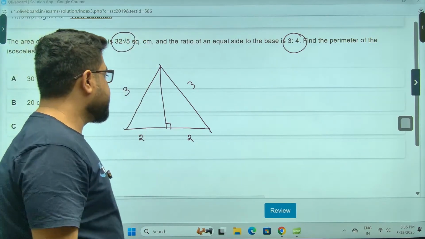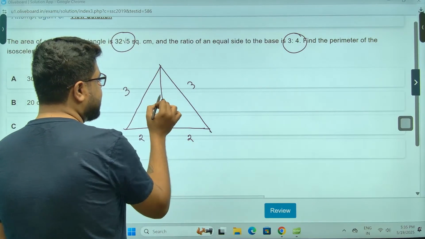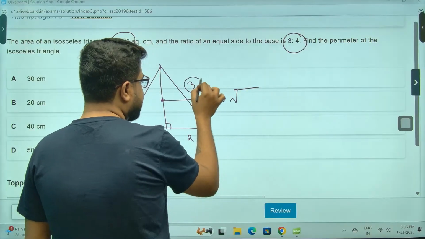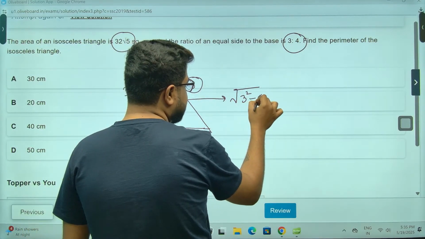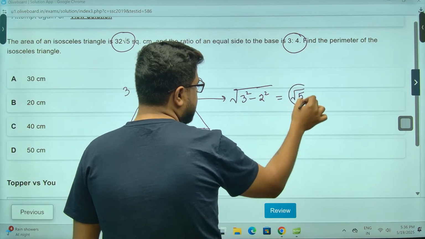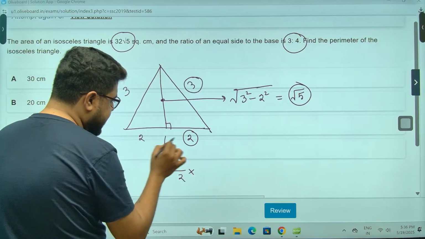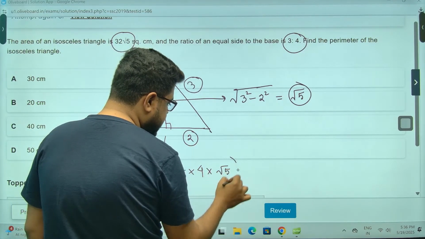Okay, so let us do one thing. This height, can anyone tell me? It is root of 3 square minus 2 square. That means 9 minus 4, that is root 5, sir. So the area will be half into base. Base is total, sir, 2 plus 2, 4, into height, root 5 units.